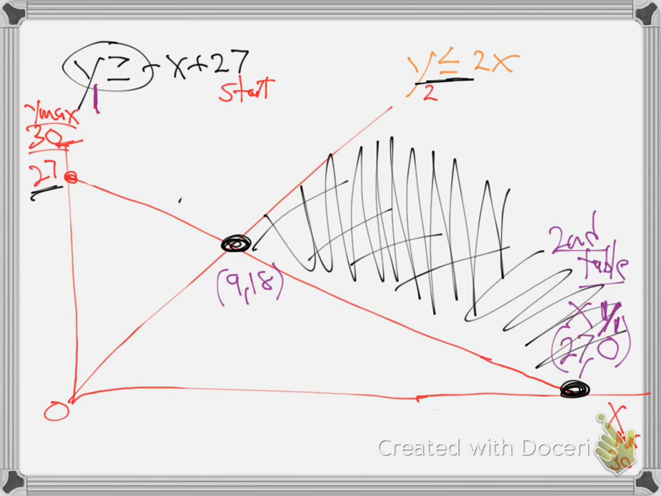Twenty-seven, 0? Yes. Did you find that? Hit second table, 27, 0. So there's my two corners. So I'm going to get this out of the way here and plug in. I'm going to wrap this problem up.